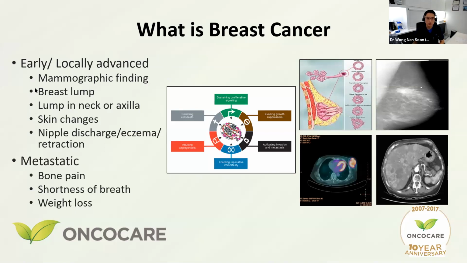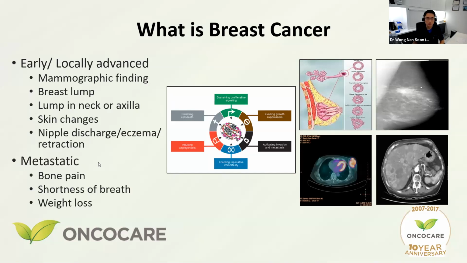At an earlier stage, breast cancer can also present as a breast lump, and subsequently, as the cancer progresses, the tumor may spread to the surrounding lymph nodes, leading to a lump in the neck or under the armpit. Sometimes the skin overlying the cancer can become inflamed. This can lead to skin changes, and there could also be disturbances to the nipple shape and structure.